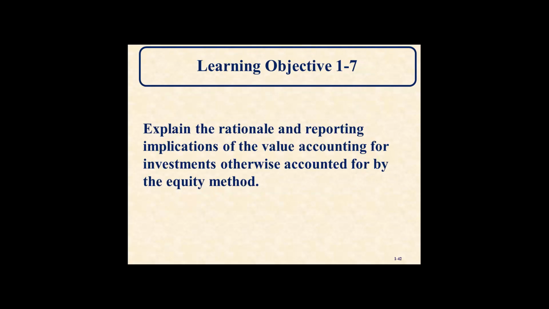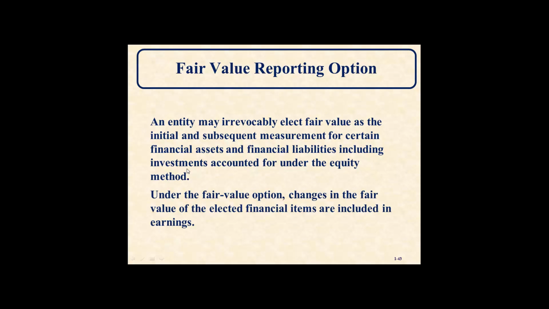Explain the rationale for reporting implications of fair value accounting for investments otherwise accounted for by the equity method. Fair value reporting option: an entity may irrevocably elect fair value as the initial and subsequent measure for certain financial assets and liabilities, including investments accounted for under the equity method. Under this fair value option, changes in the fair value of the elected financial instruments are included in earnings. So this is an option.